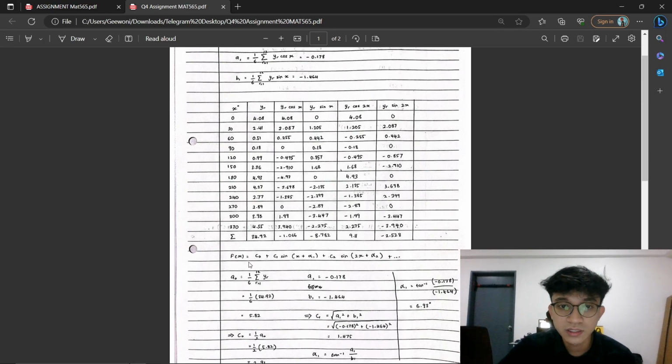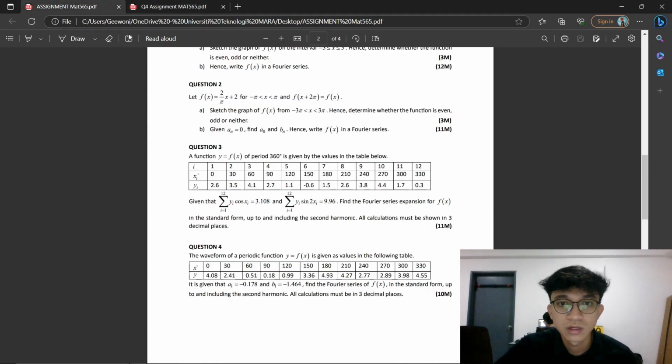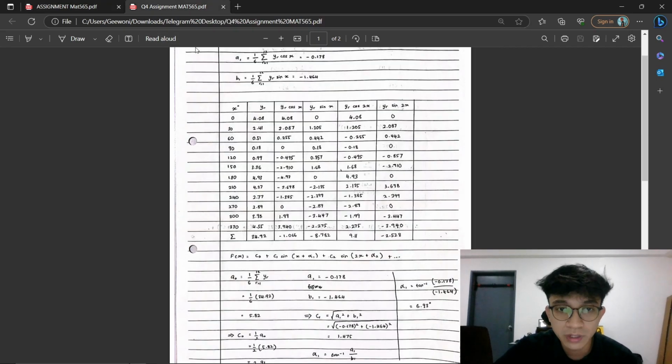So which is f(x) equals c0 plus c1 sin(x plus alpha 1) plus c2 sin(2x plus alpha 2). The reason why we stop at c2 sin(2x plus alpha 2) is the same reason as I said just now. The question itself asks us to find up to the second harmonic.